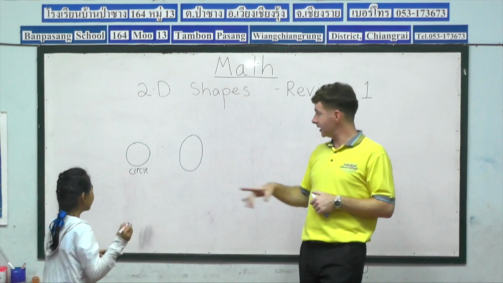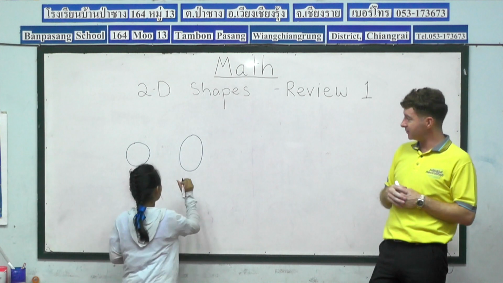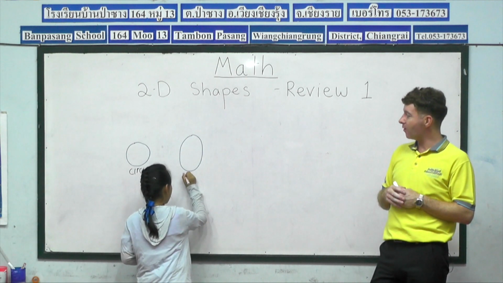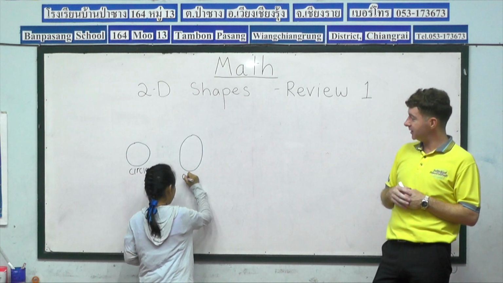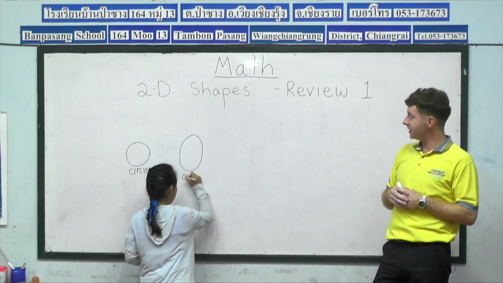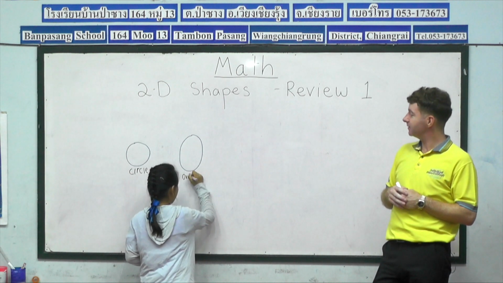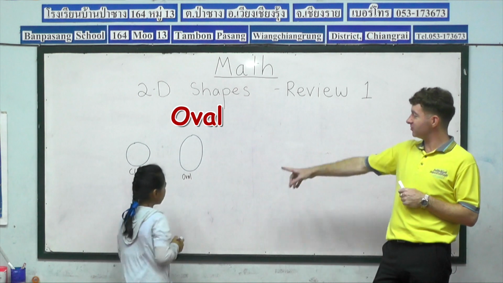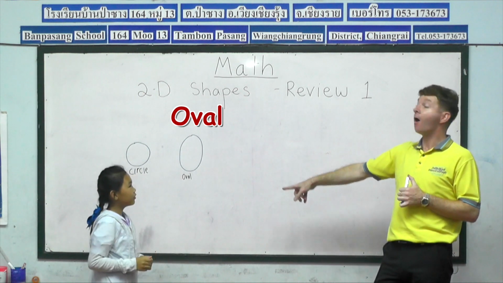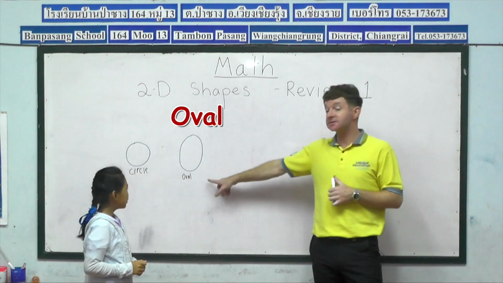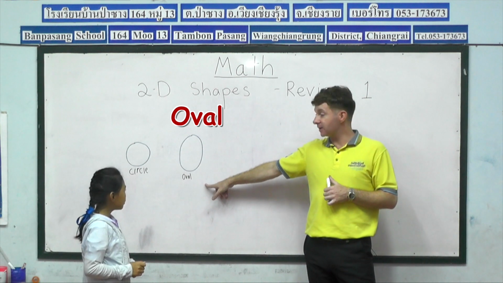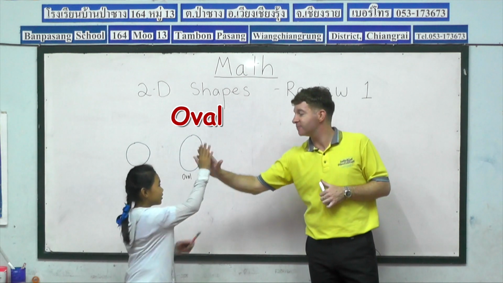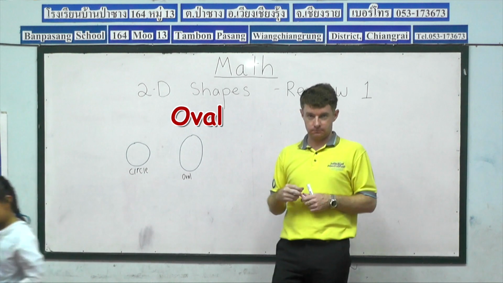Oval. Nadia, can you write oval underneath our next shape, please? O-V-A-L. Okay, and what's our shape called, Nadia? Oval. All together, guys. Oval. Nadia, excellent. High five. Big round of applause for Nadia.